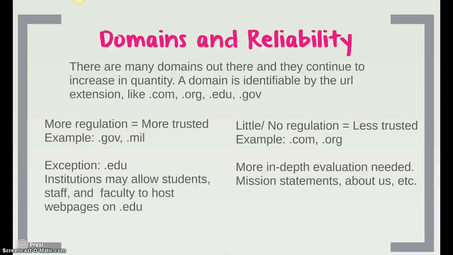As a recap, domains and reliability. There are lots out there. The .com, the .org, .edu, and .gov are the ones we talked about. The ones with more regulation can be considered more trusted, and that is the .gov, the .edu, with that exception of be careful who the author is. The ones with little or no regulation, like the .com or the .org, you want to do a more in-depth evaluation, including mission statements, about us, and understanding more about what and why that website exists and why they're putting out that information.